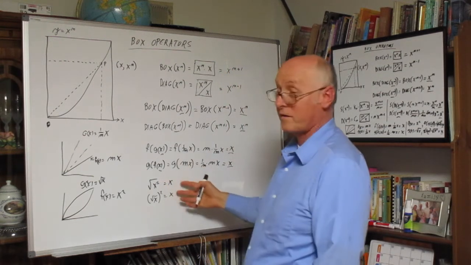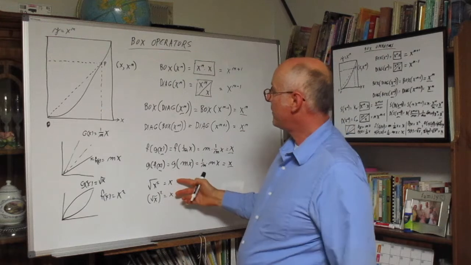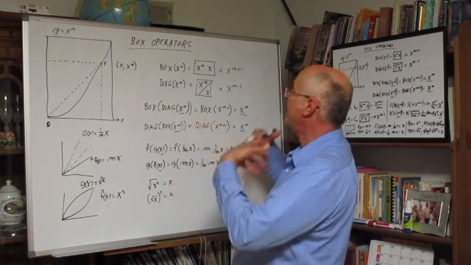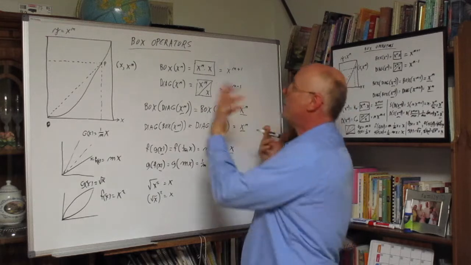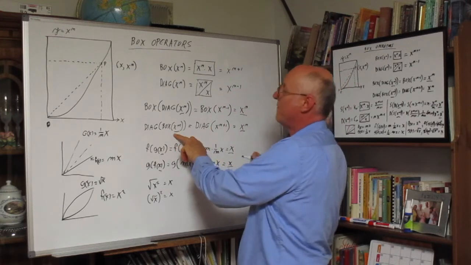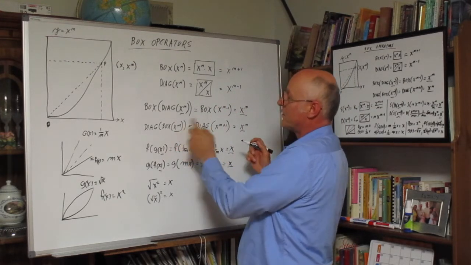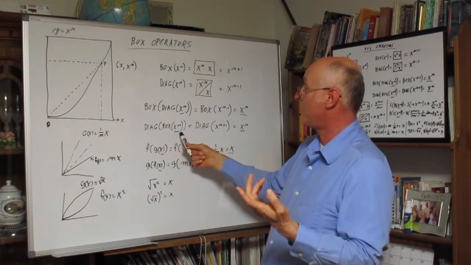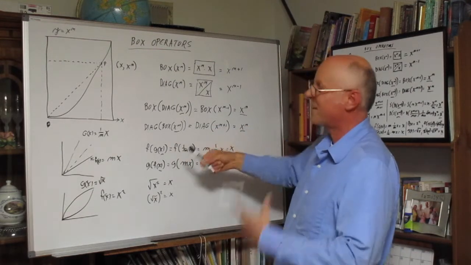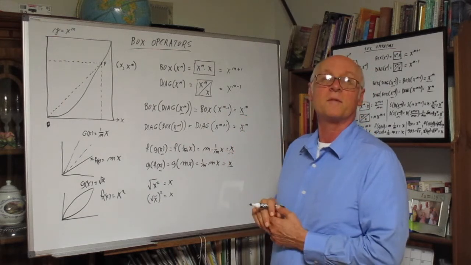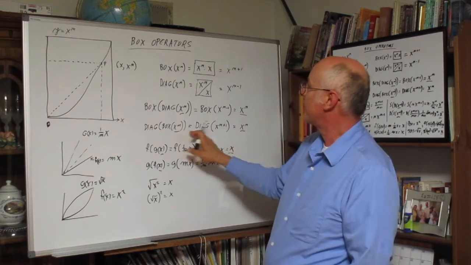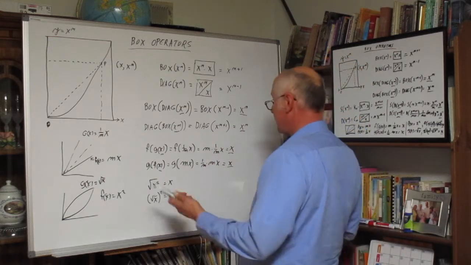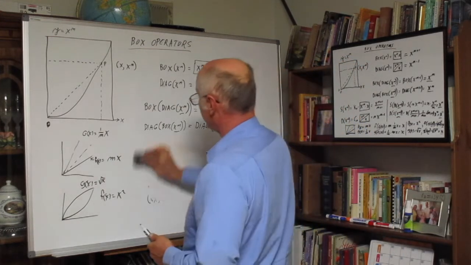So they're inverse. But notice, these are inverse in terms of the variable x. Our box operators are inverses in terms of the curve x to the n. So we're not talking about x, we're talking about the curve or the function x to the n. So there's similarity, but there are differences. Okay? But they are inverse. And that's a good thing to know.